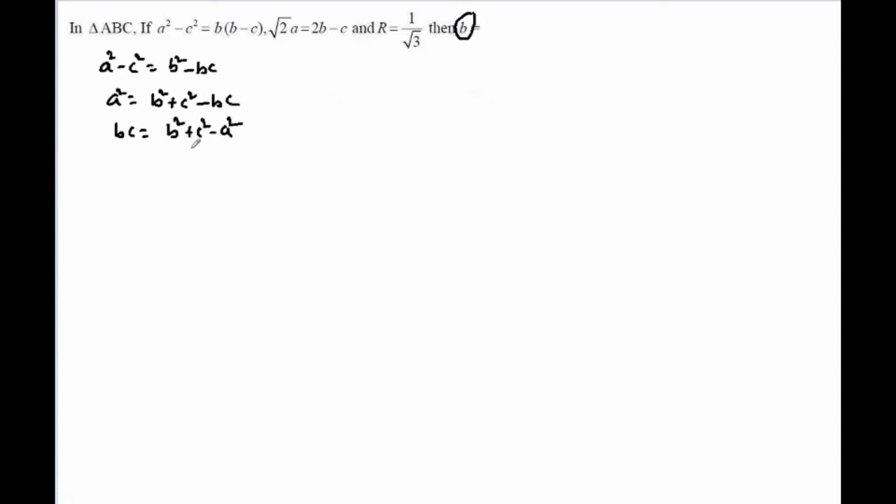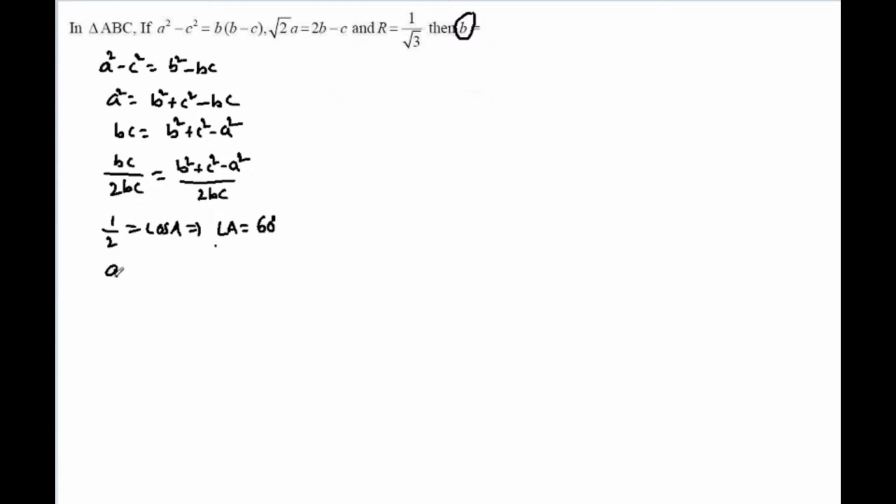From this, bc is equal to b square plus c square minus a square. So dividing by 2bc on both sides, bc by 2bc is equal to b square plus c square minus a square by 2bc. So bc by 2bc is 1 by 2, and b square plus c square minus a square by 2bc is cos A. From this, angle A is equal to 60 degrees.